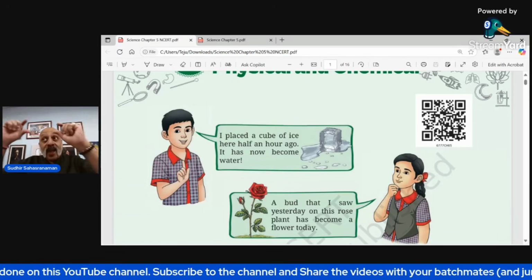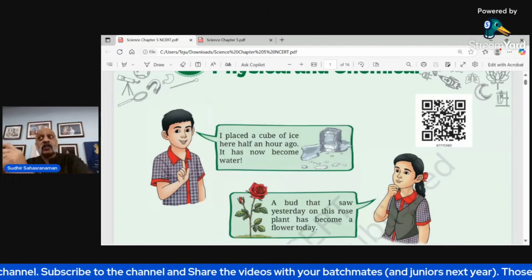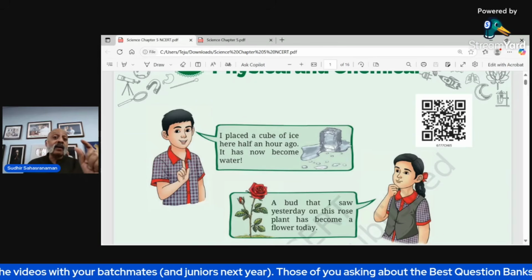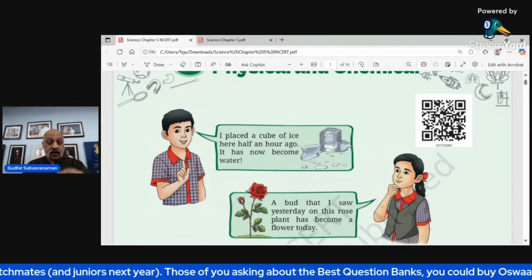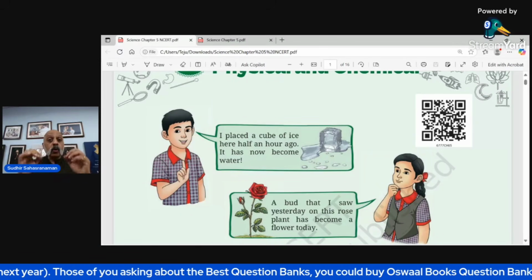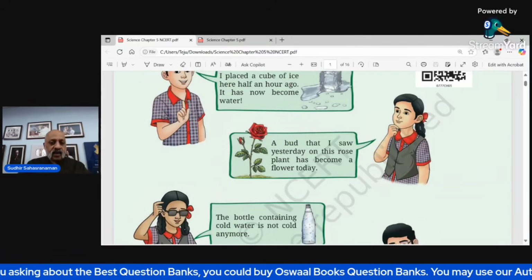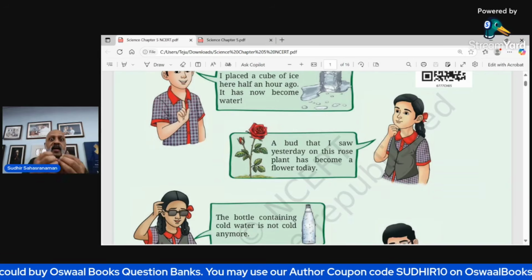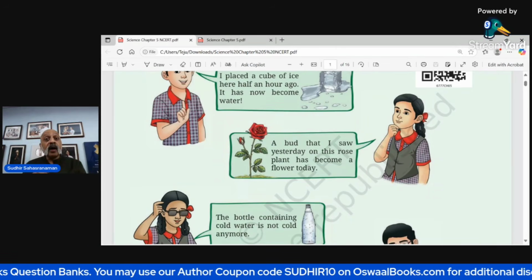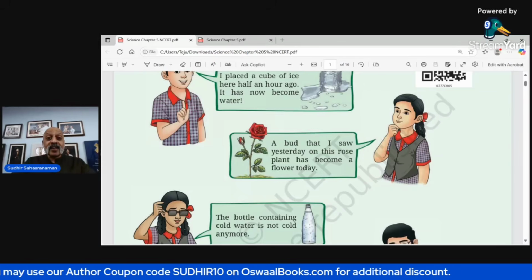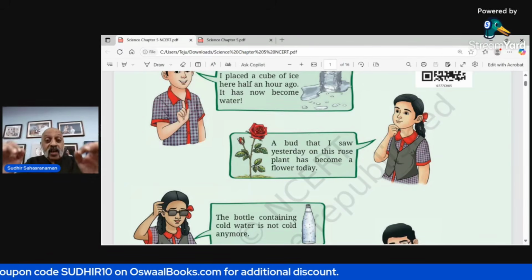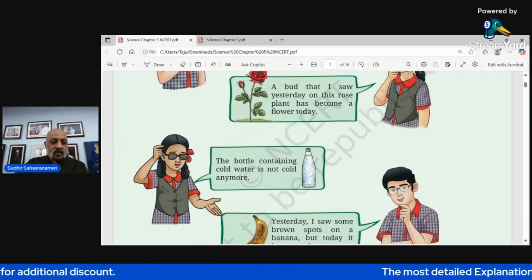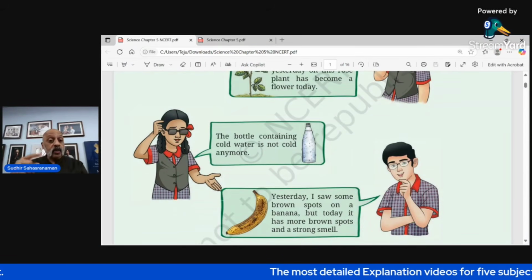Okay, but eventually at room temperature, because the room temperature is much higher compared to the temperature it was inside the freezer of the refrigerator, it will melt. Similarly, the girl says, "I saw a rose bud in the garden yesterday, but today it has blossomed and it is now a flower." So that means there is a physical change in the bud, which has now become a flower. The girl says, "The bottle containing cold water is not cold anymore."